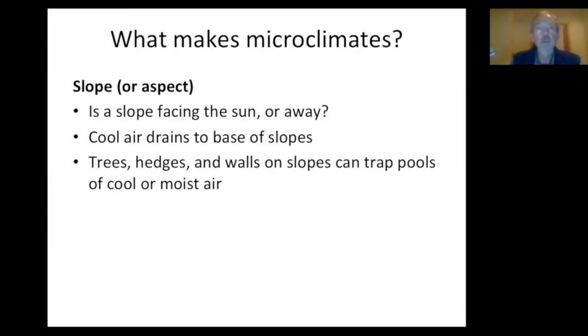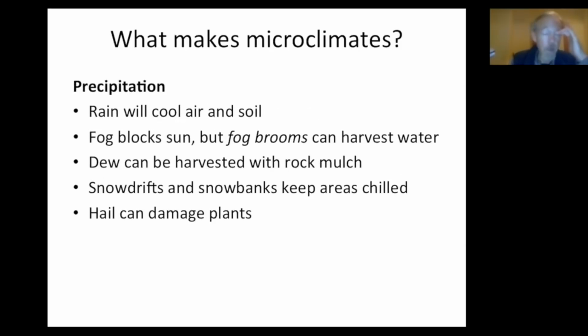So if you have a slope with a big hedge down at the bottom of it or something like that, that hedge can actually act as a trap to trap cold air and make things a lot less pleasant down there. And then I've mentioned rainfall, and here are just some different techniques.